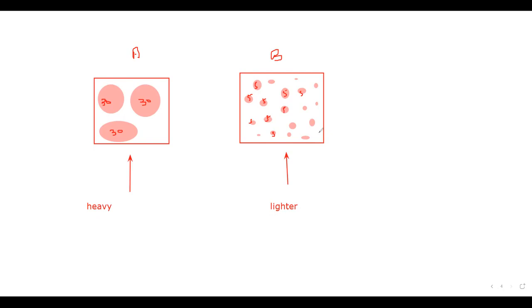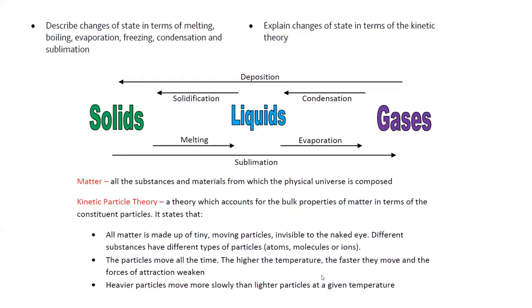The lighter particles, because they have less mass, so they can move easily. So it will move faster. So lighter particles move faster as compared to heavy particles. So that is the third point of the kinetic molecular theory, or kinetic theory of matter, which states that the heavy particles will move slower as compared to lighter particles at a given temperature. Is it clear? The kinetic particle theory? Any doubt till now?